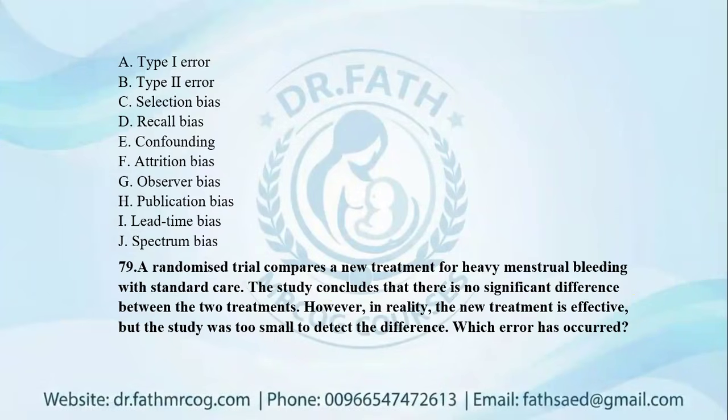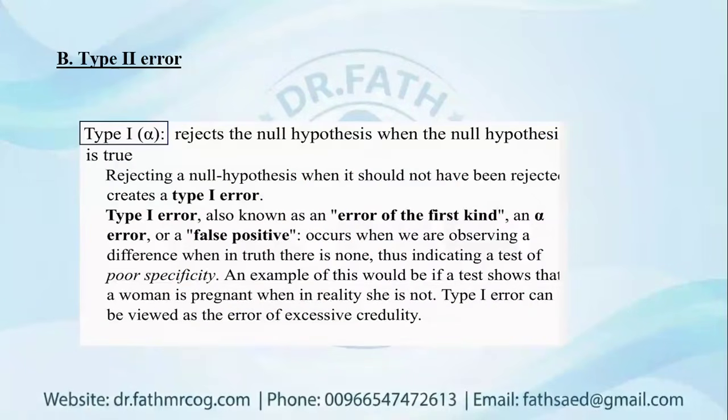A randomized trial compares a new treatment for heavy menstrual bleeding with standard care. The study concludes that there is no significant difference between the two treatments. However, in reality, the new treatment is effective, but the study was too small to detect the difference. Which error has occurred? Type 2 error. Yes, type 2 error. Most exams will ask you about the type 2 error.